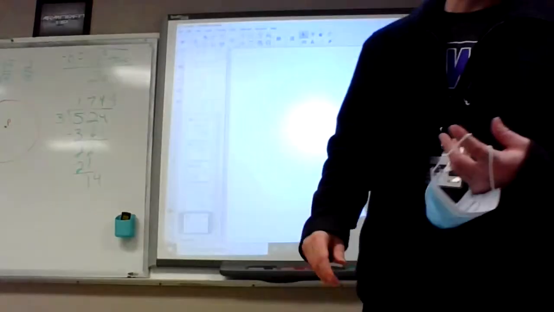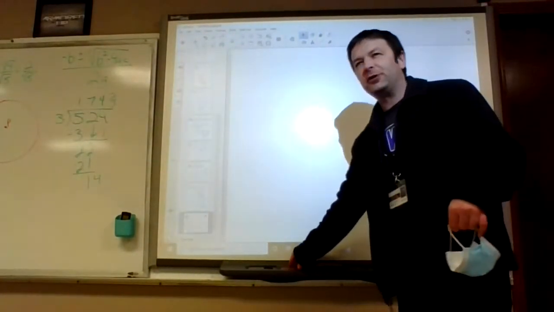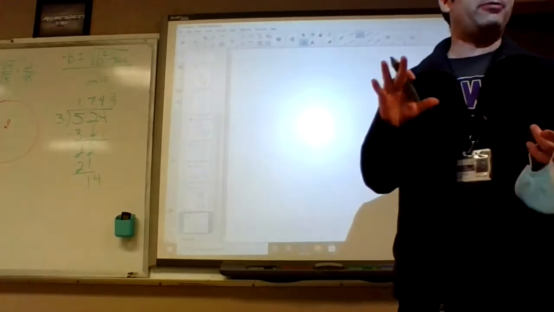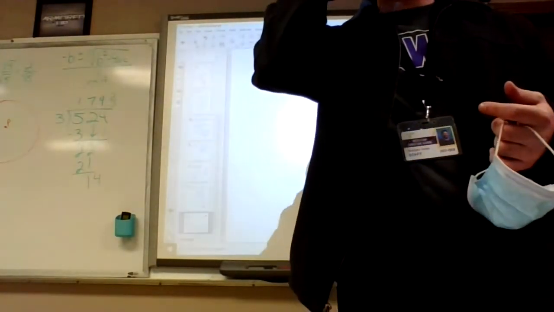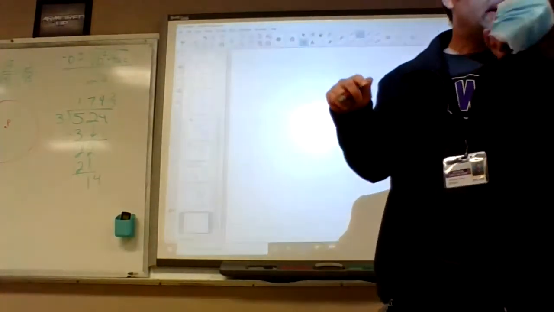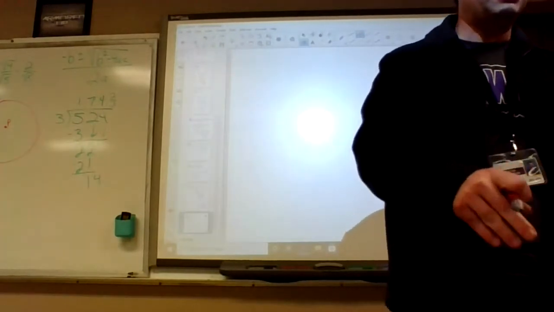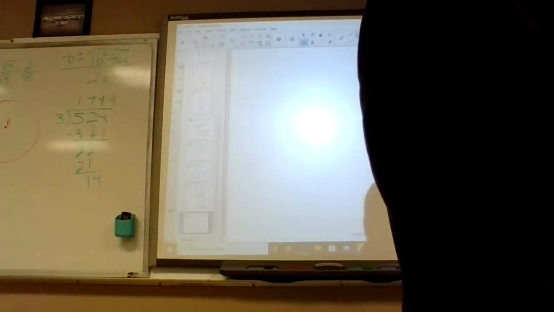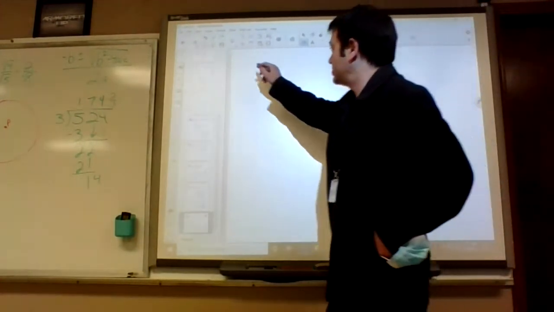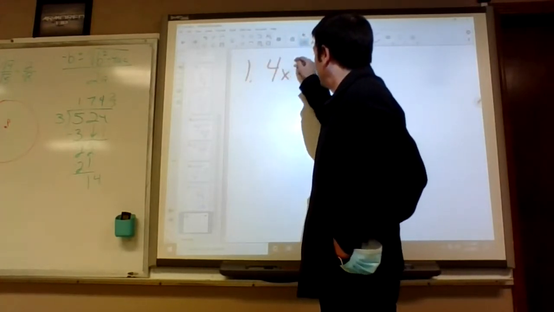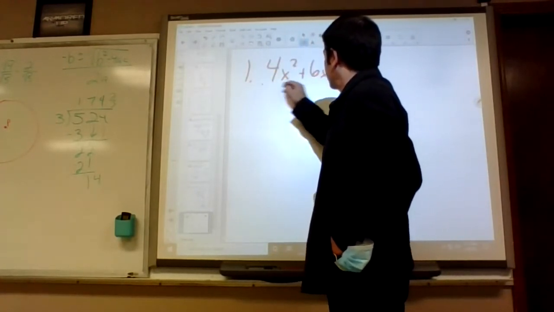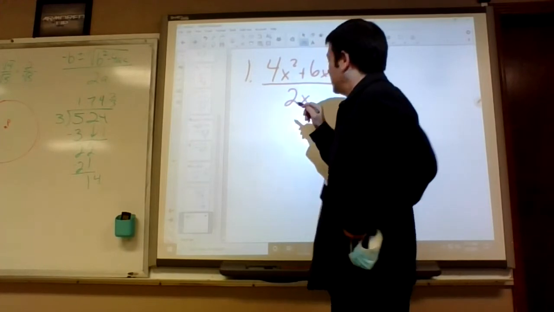Page 260, number 1 through 18. The first part is supposed to be a review, and we are learning something new eventually, but it's not graphing, no. It's division with some long division. So number 1 says 4x squared plus 6x divided by 2x.